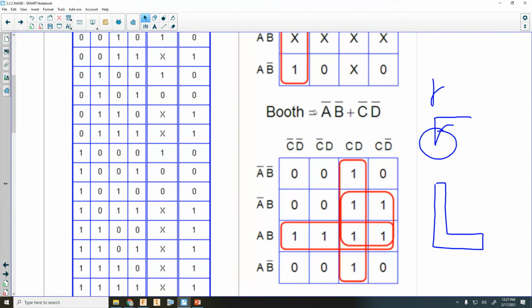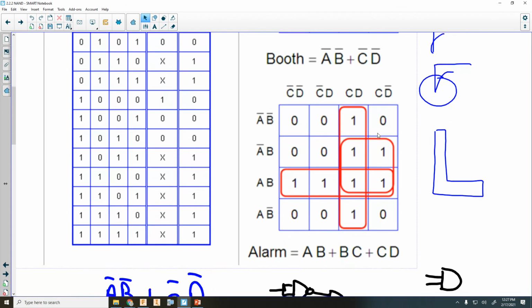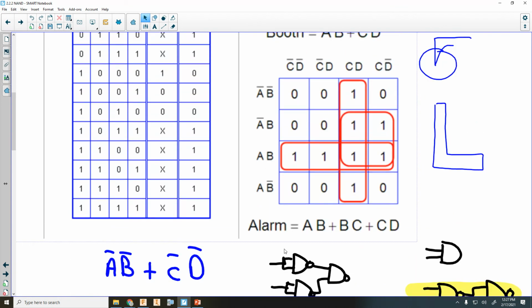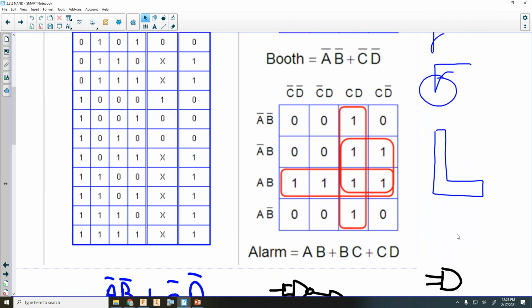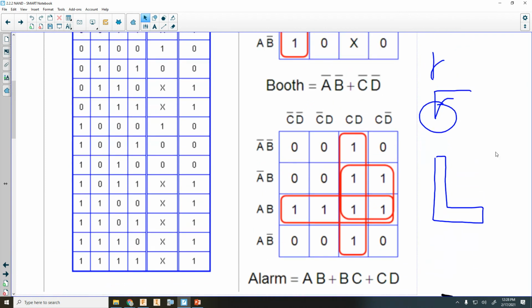and that of course simplifies the circuit. So we have the booth circuit that's A naught, B naught, or C naught, D naught, and we have the alarm circuit that's AB or BC or CD. Okay, so basically that's our assignment, is to draw those two circuits out in AOI and then do the conversion into NAND. One of those circuits is going to simplify nicely. The other one's going to get ugly.